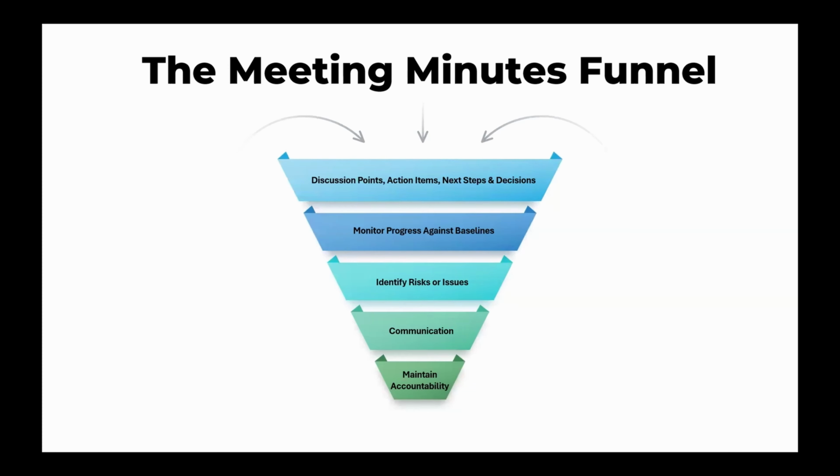This is usually directly related to whether a resource can accomplish their action item or the next step required for progress. If it's not an action item or next step slowing down progress, then it's most likely a decision or non-decision that's slowing down progress. If I identify a risk or issue, I can communicate that to decision makers and project leadership to help me remove the issue. And this maintains my accountability as a project manager and keeps things on track. Meeting minutes create continuity.